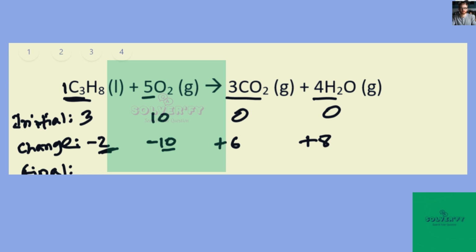Now the final number of molecules. The final number of molecules for propane will be 3 minus 2, 1. For oxygen, 10 minus 10 is 0. That means no oxygen will be remaining in the reaction mixture. And since the number of carbon dioxide produced is 6, the final number of molecules for carbon dioxide will be 6, and the final number of molecules of water will be 8.